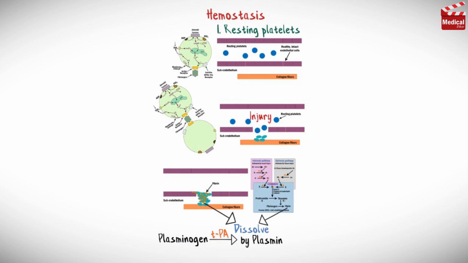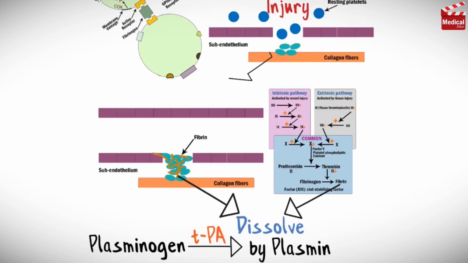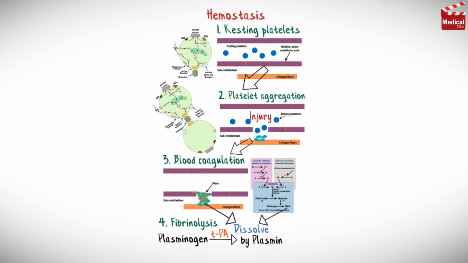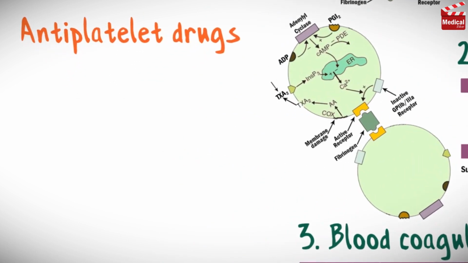We already know from the previous lecture that we have three main mechanisms involved in the clot formation and dissolution: platelet aggregation, blood coagulation, and fibrinolysis. So we can conclude that the drugs used to stop any of these mechanisms can be classified to antiplatelet drugs, anticoagulants, and thrombolytic agents, also known as fibrinolytics. Today we'll discuss the antiplatelet drugs.